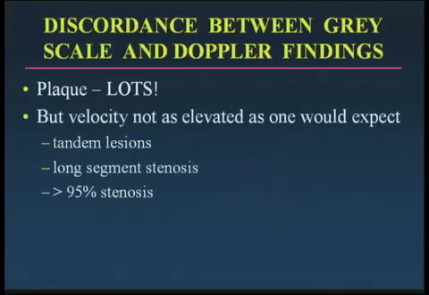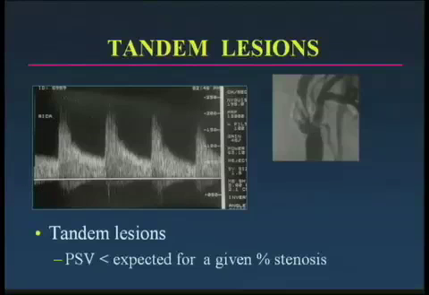Well, what about the opposite? If you have lots of plaque, but the velocity isn't as elevated as you would expect. Well, think about tandem lesions, long segment stenoses, or a very, very tight stenosis. So here's an example. You have a peak systolic velocity of only about 200 centimeters per second. By those SRU criteria, you would expect somewhere between a 50 and 70% stenosis.